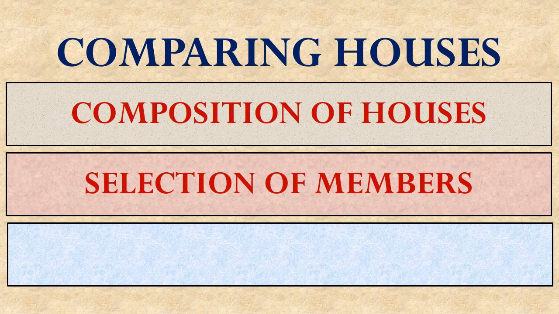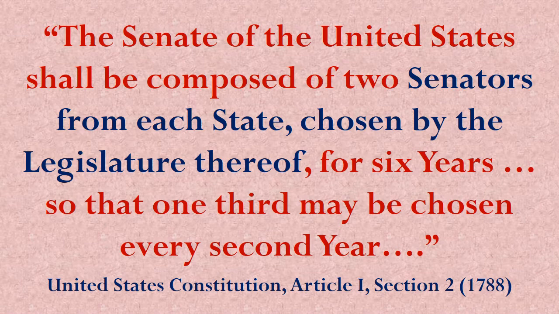The second way we want to compare the 2 houses of Congress is how their members are selected. In the United States Senate, the senators, 2 from each state, are chosen originally as the Constitution is written here. And I say originally because we're going to see a change to it as we continue on with this unit. But originally, the Constitution was composed so that the legislatures of each state would choose the senators to represent their state. They weren't actually elected by anybody. They were simply selected by the state legislature. The state legislature is the governing body of that state.